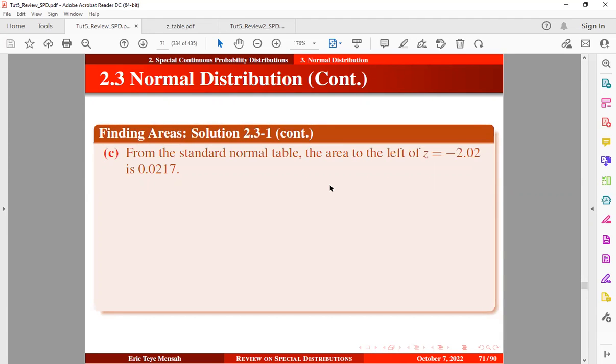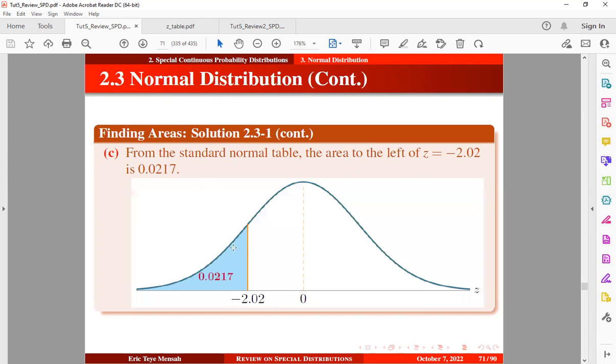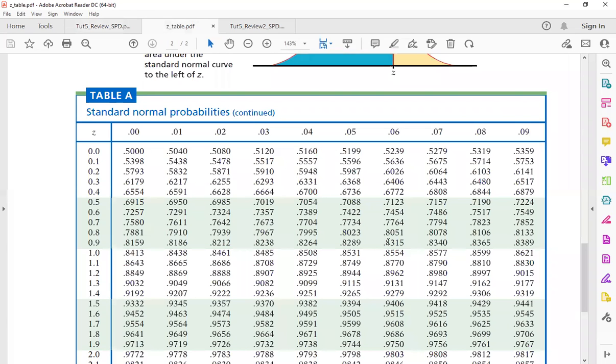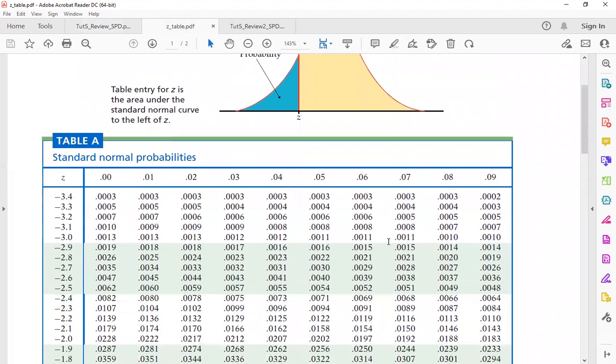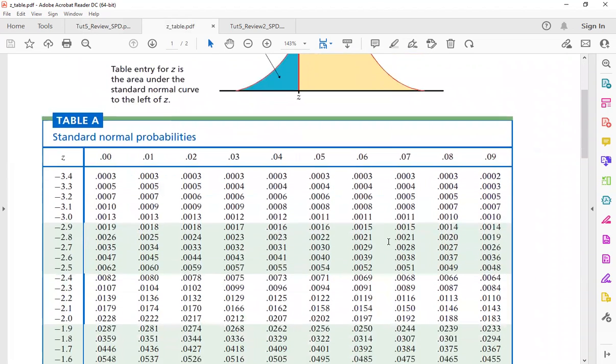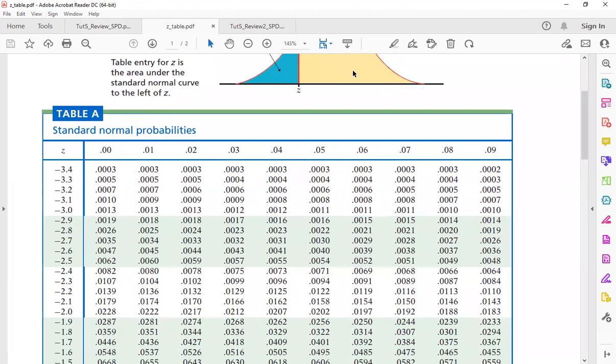All right, and let's take a look at the third part. From the standard normal table, the area to the left of Z, which is equal to minus 2.02, is 0.0217. And this is how the curve will look like. This time our Z is negative and the area to its left is 0.0217. So how do we read this from our table? Let's check that. Now our Z score is negative, so I'm moving to the negative side. Let me try and draw this.